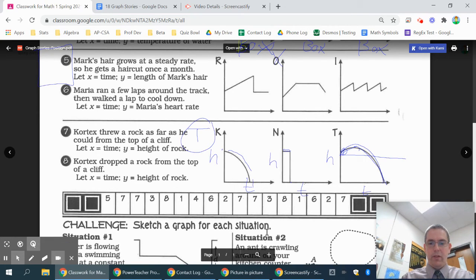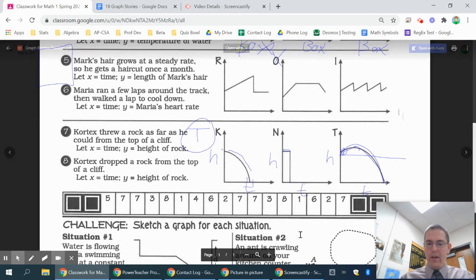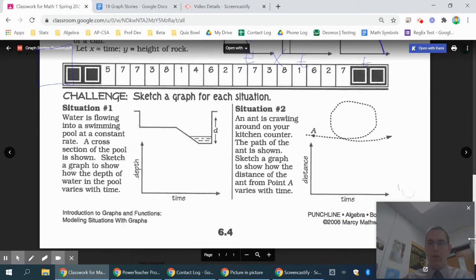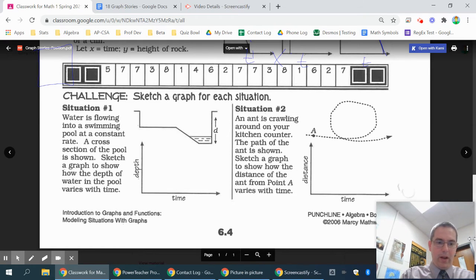The last one I'm going to look at is situation 2. It's about an ant crawling around on the counter. So we kind of have to make our own graph on this one. So you can see the ant starts right at A. So it starts here at point A. So the distance is basically 0. And then you can see the ant is moving away from A. So the distance from A is increasing. And it keeps increasing as it goes all the way around there.